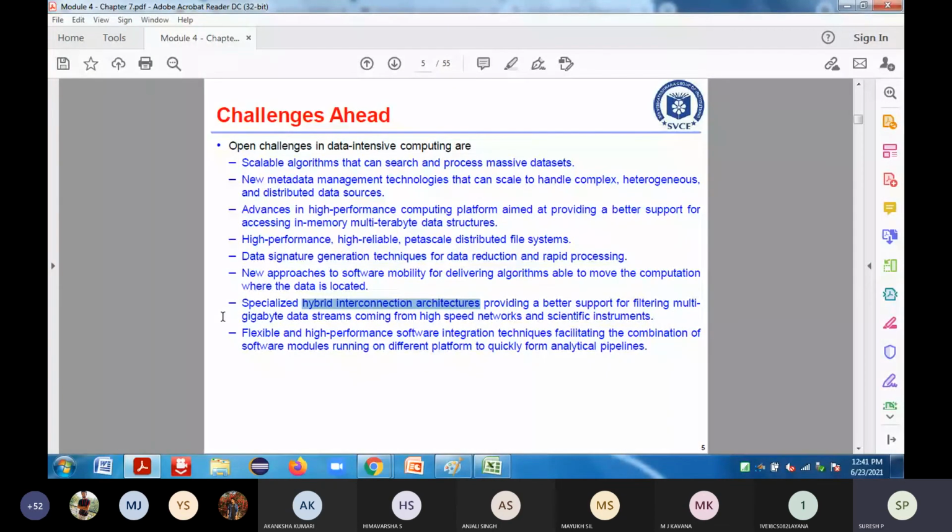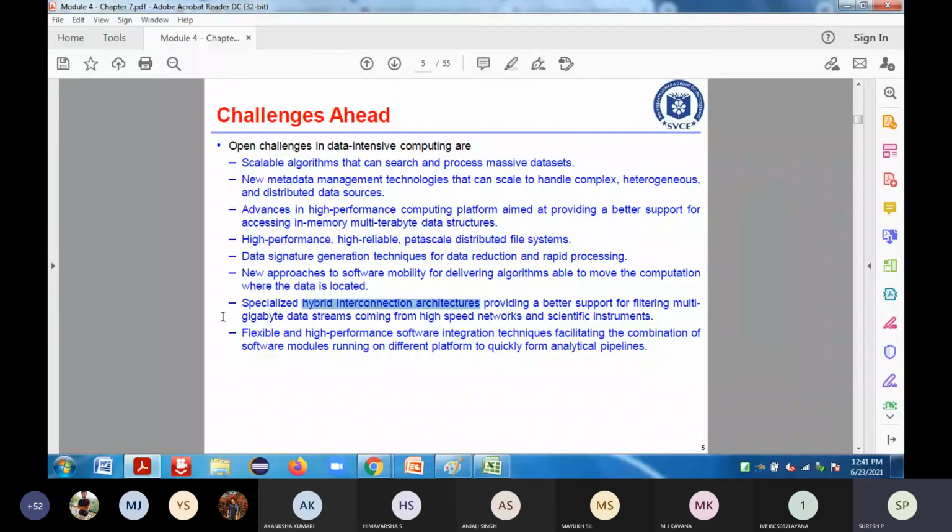So why is that happening there? These are some of the challenges which you are going to have. There should be some high performance software integration technique, which will facilitate the combination of software modules running on different platforms to quickly form analytical pipelines. So software integration should be there. Whatever software integration techniques you have, they should facilitate the combination of software modules on different platforms.